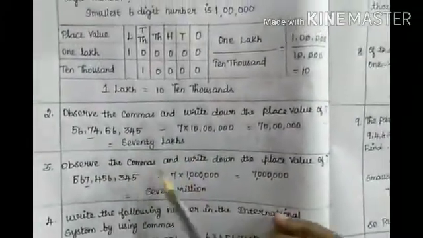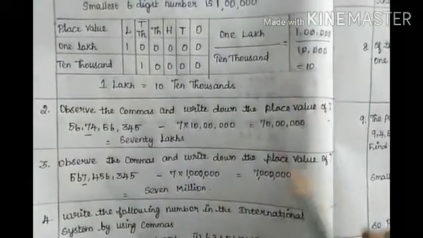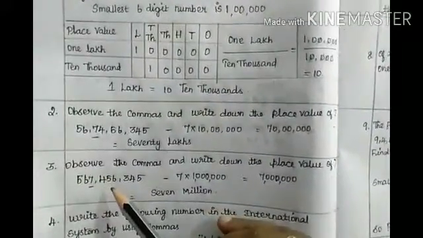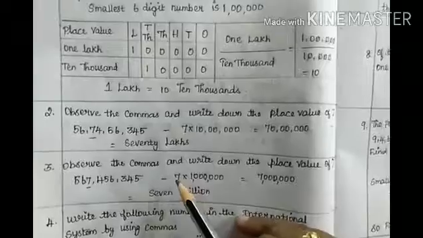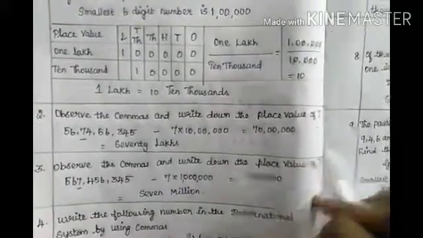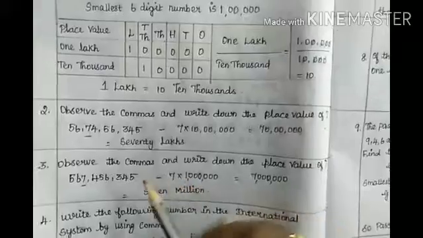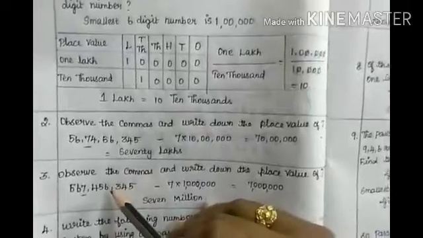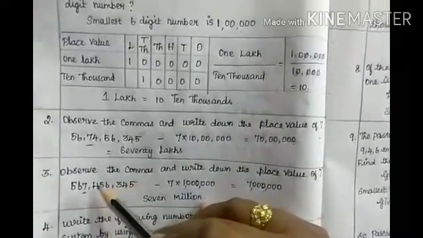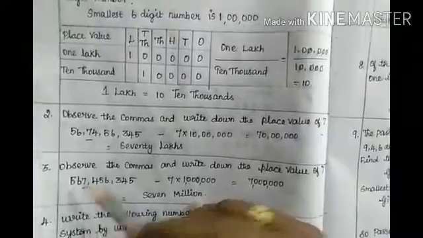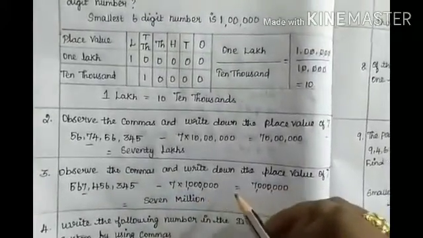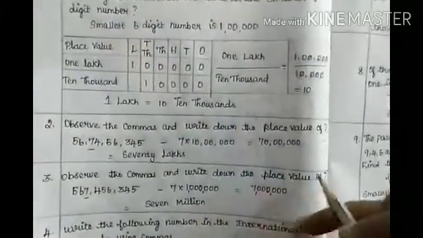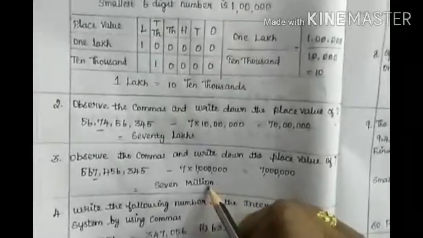Now observe the comma and write down the place value of 7. But here they have given the international system, am I right children? Yes. So here also we find the place value of 7. 7 multiply, see here, ones, tens, 100, 1000, 10,000, 100,000, and then million. So 7 into 1 million equal to 7 millions. The answer is 7 million. So the place value of 7 is 7 millions.